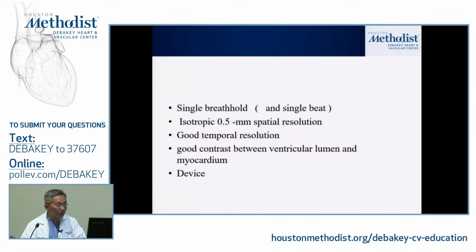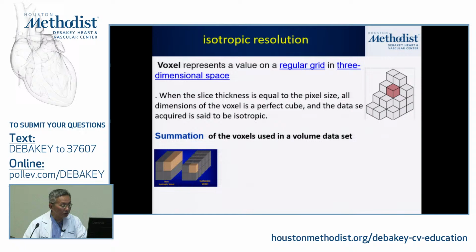Personally, I think it should be the gold standard because the spatial resolution is the best of all the imaging techniques. Reasonable temporal resolution, as long as your heart rate is not over 60 or 65 or even 70, I think the spatial temporal resolution of CT is pretty good in getting the accurate EF. And obviously, it has a pretty good contrast, not as good as MRI, but very good contrast between the lumen and myocardium, and you can do it in patients with devices.